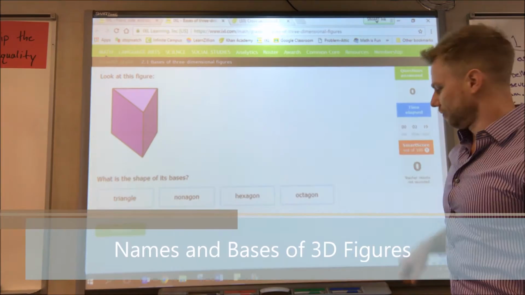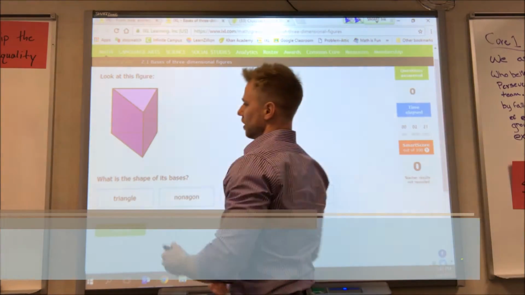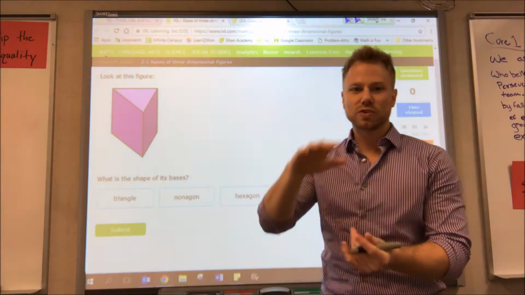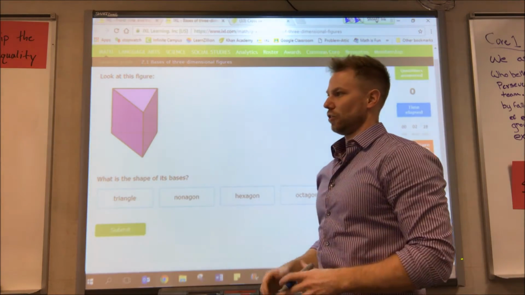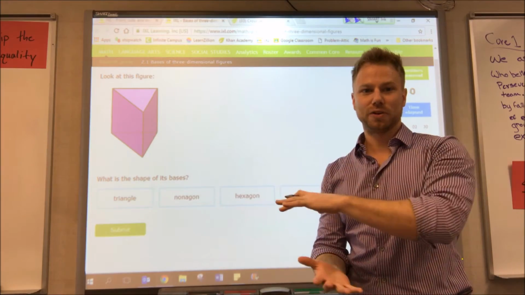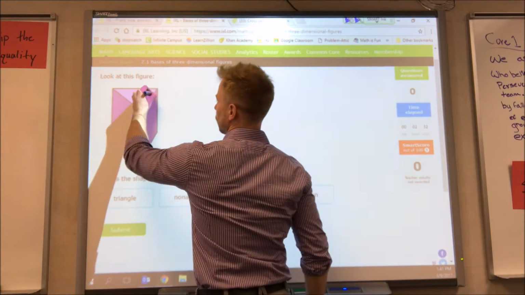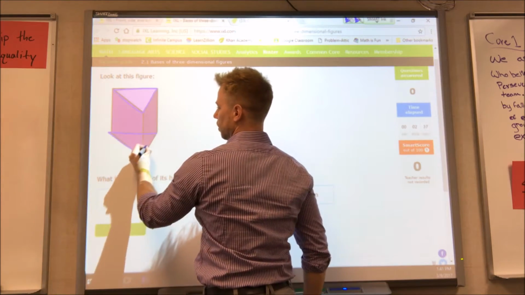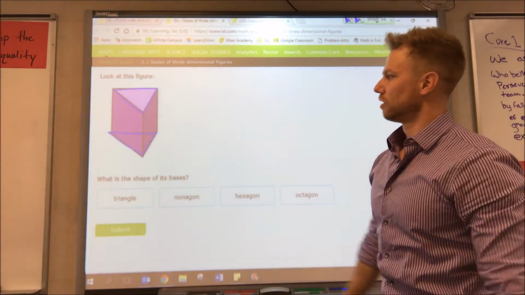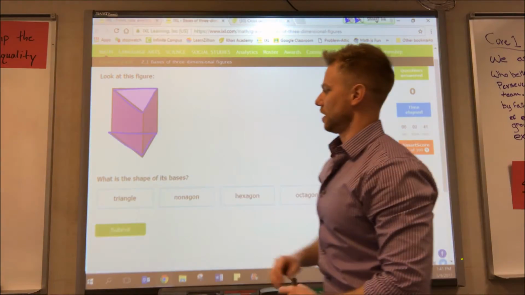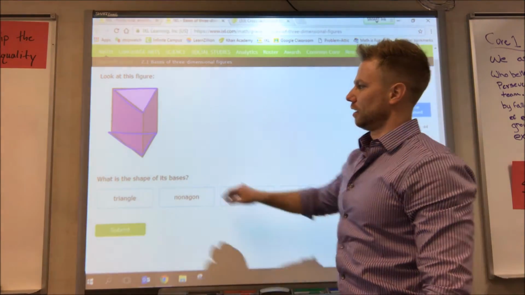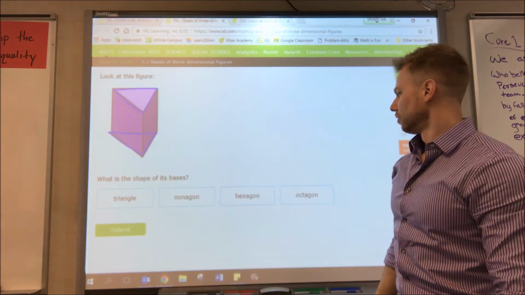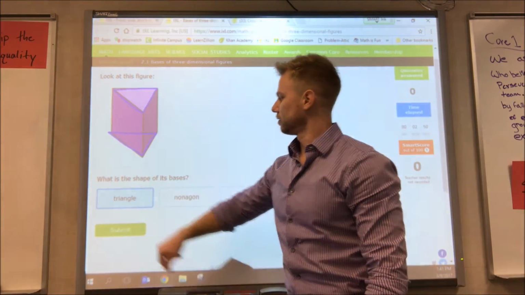What is the shape of the base? Now the bases are the 2 sides in a 3D figure, the 2 sides that are parallel. So the 2 sides that if they kept going, they would not intersect. So on this prism, which is what it's called when you have 2 parallel bases, those triangles are bases. They are the parallel sides. Any other side of this prism would not be parallel. So the triangle is the base.